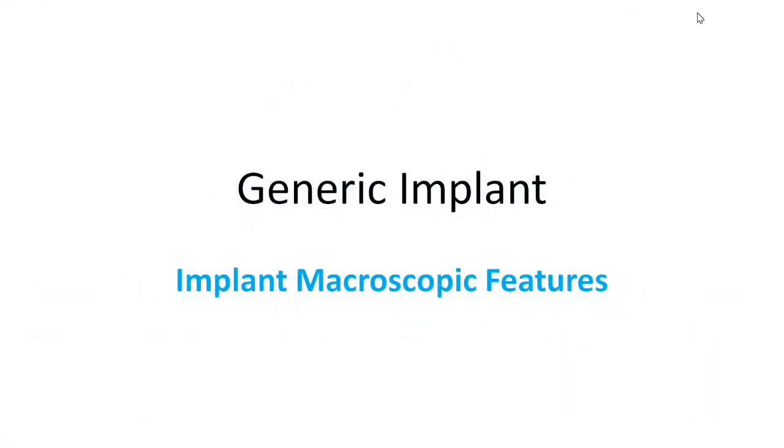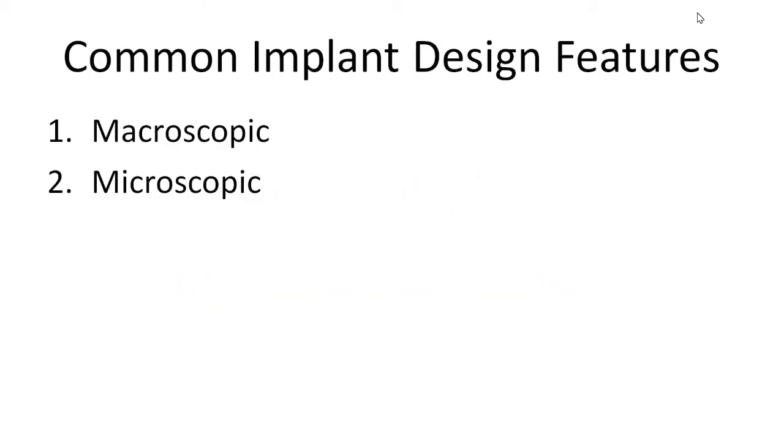Okay, this lecture is going to be looking at the generic implant design features on a macroscopic level. We've already covered the history of how we've reached modern day implants, and now we're going to be looking at the specifics of their design. So the common implant design features, you've got to consider the macroscopic shape of the implant, the overall size, whether it's got threads or hasn't got threads, the type of implant abutment interface. These are all macroscopic design features.